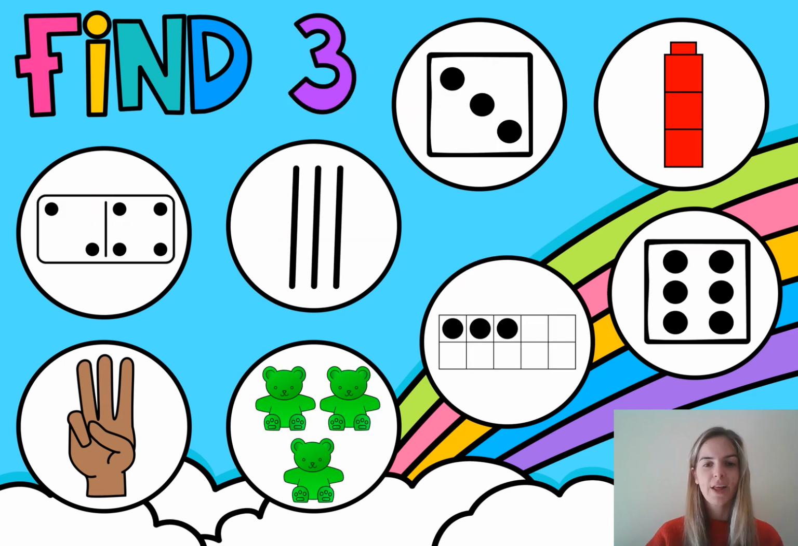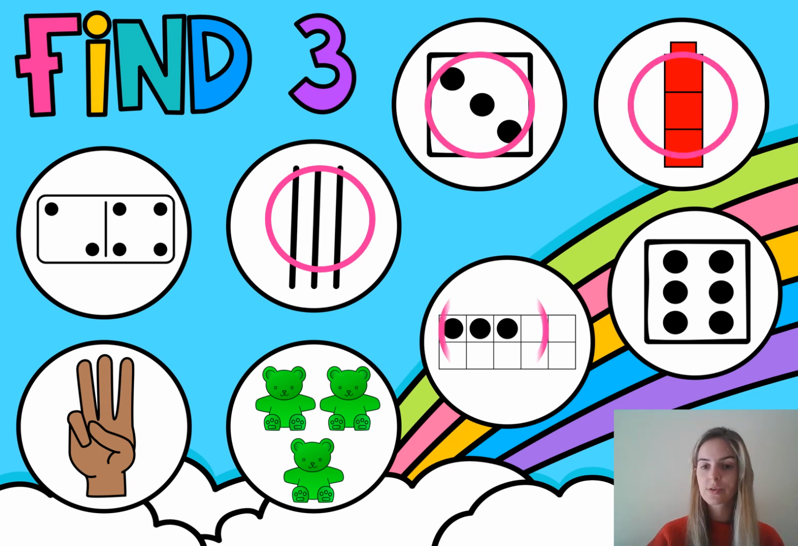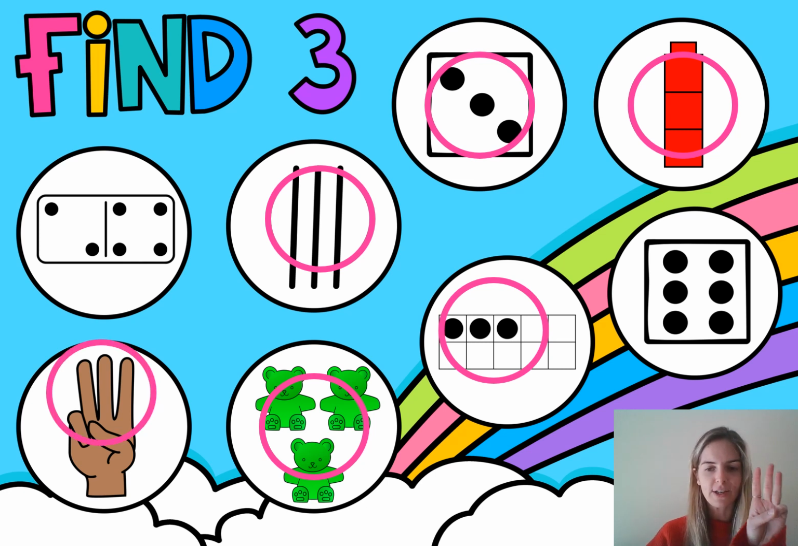Let's look at 3 now. So pause the video, give yourself some time to find all of the collections of 3 and try your best not to count them, to instantly identify all of the collections of 3. Okay, so let's have a look together now. I've got 3 tally marks, 3 on a dice, 3 blocks, 3 in a tens frame, 3 teddy bears, and then 3 fingers. So you can show me 3 fingers.